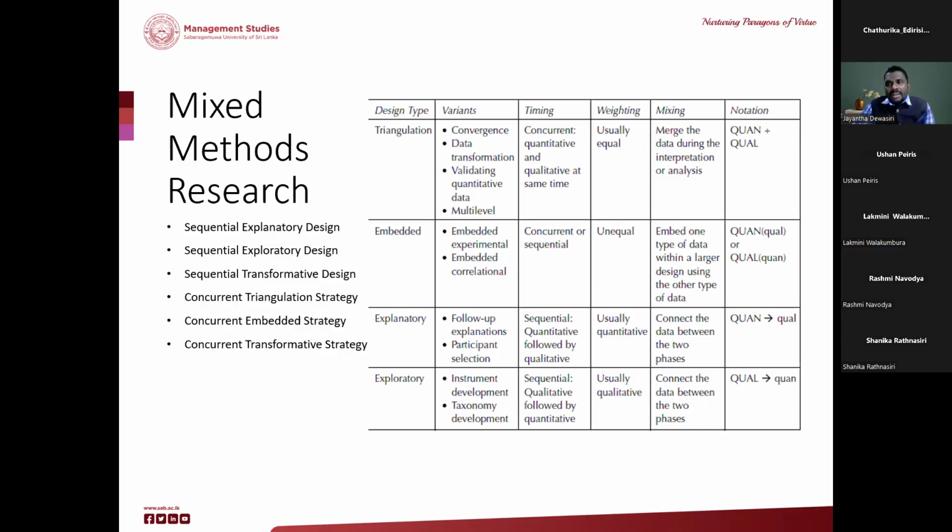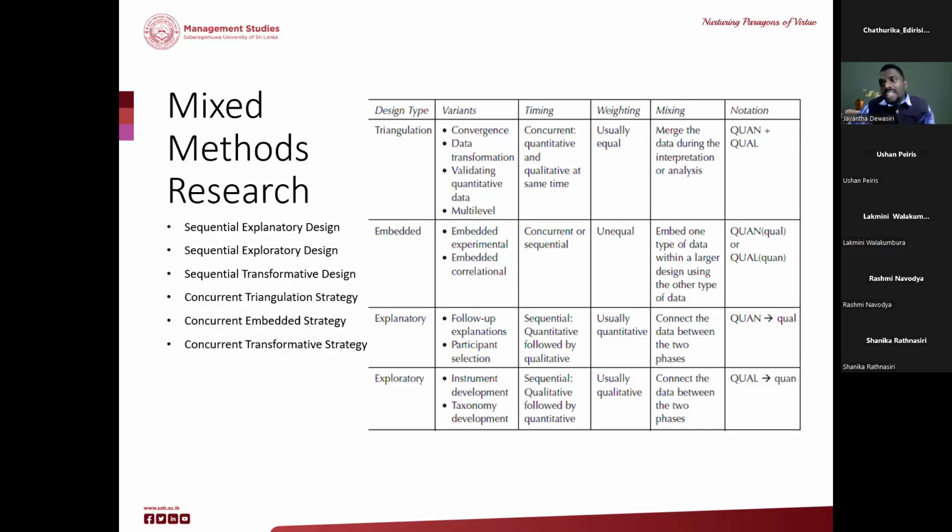The quantitative phase plays a major role, whereas the qualitative phase plays a supportive role. We call it the concurrent embedded strategy. One design plays a major role here. The quantitative design, the survey, plays the major role, and the qualitative design plays the supportive role. So we call that strategy the concurrent embedded strategy.